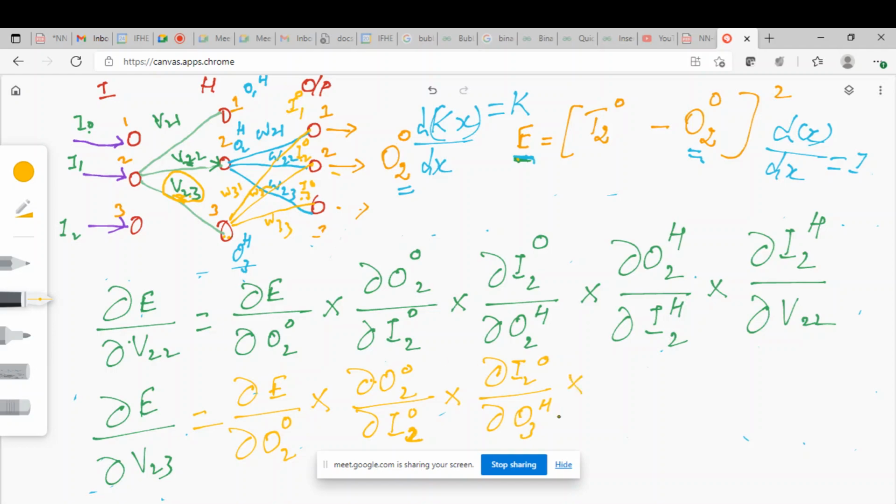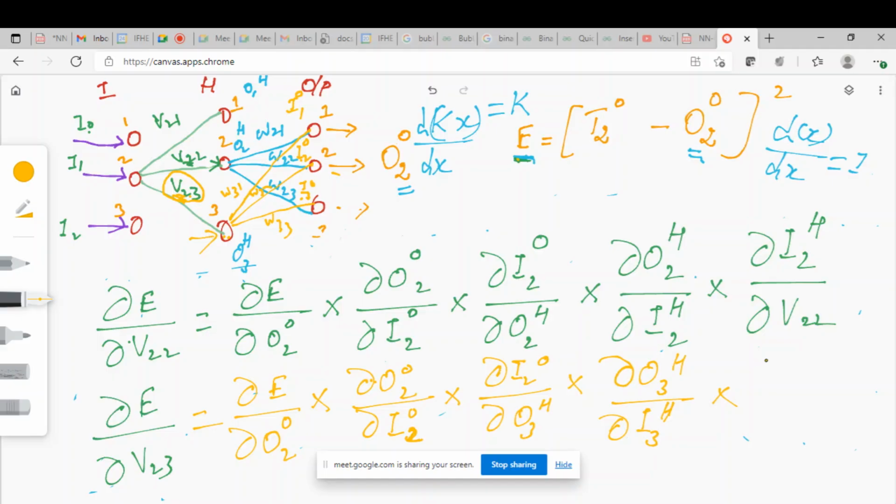Again, this output depends on what? O3H is the output of the third neuron of the hidden layer. This output depends on the input of what? So what should come here? ∂O3H over ∂I3H. This output depends on this input. What is this input here? Yeah, I3H.